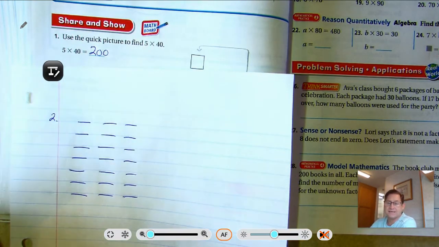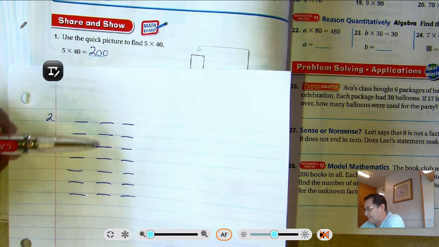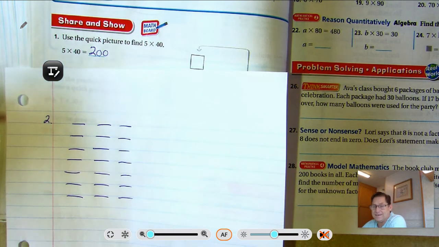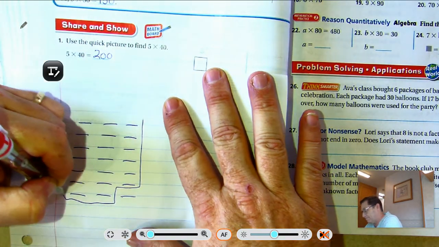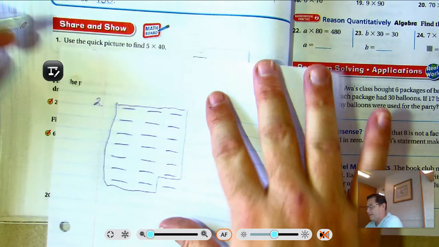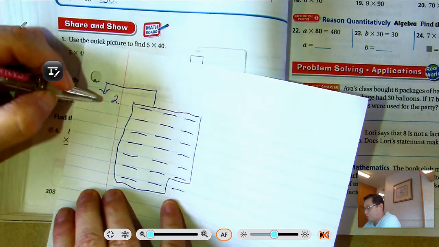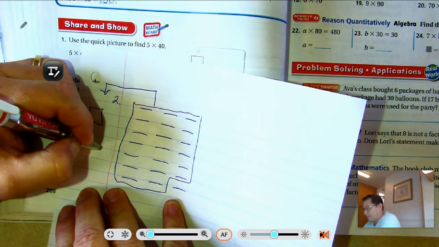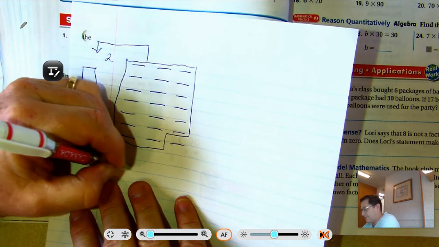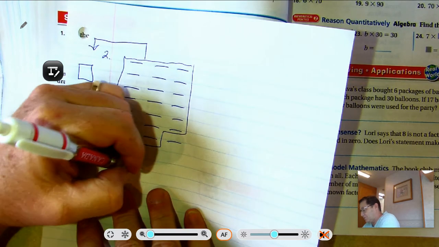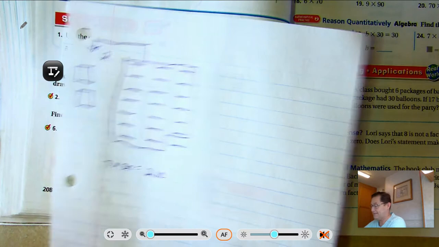All right, so we have 7 sets of 30. So that's 3, 6, 9, 12, 15, 18, 21 10s. That means I can group 20 of them. Okay, and I'm going to trade those 20 10s for 200. So 7 times 30 is 200 and 10, so 210.